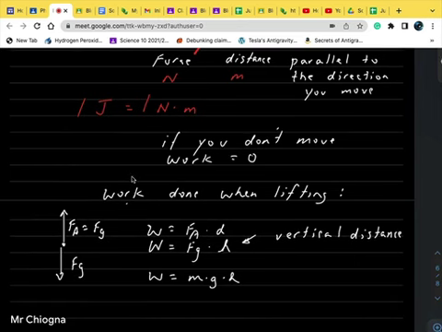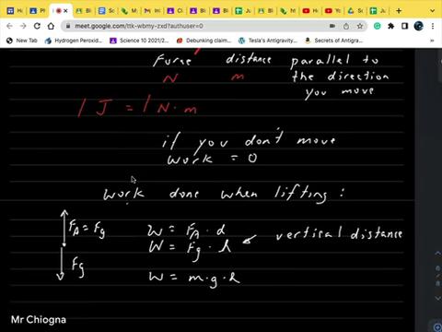It's the same. That's why when you're lifting something at a constant speed, the work you do goes into increasing its potential energy. The more work you do when lifting, the more potential it has at the top, because you've lifted it a greater distance.